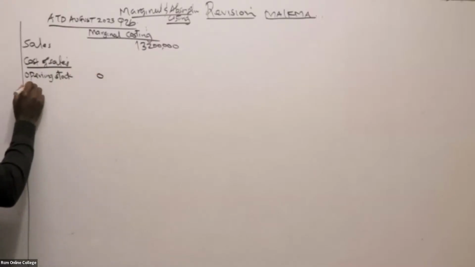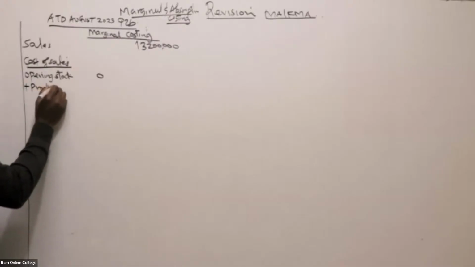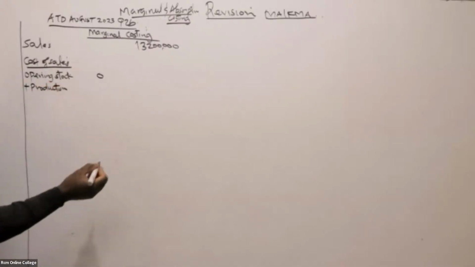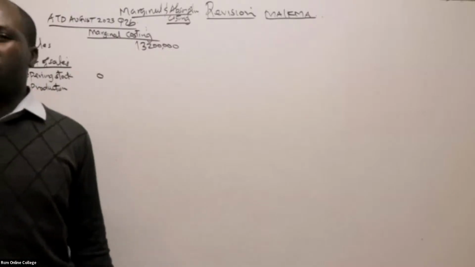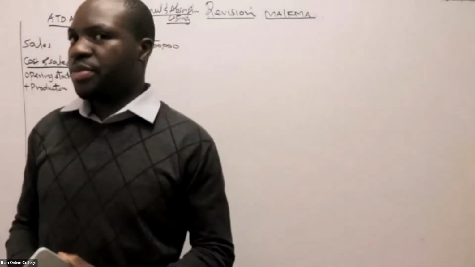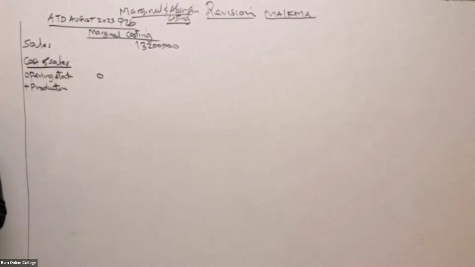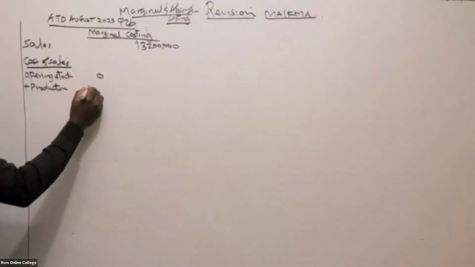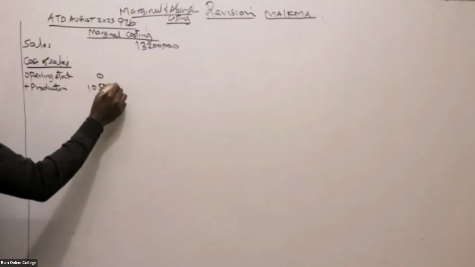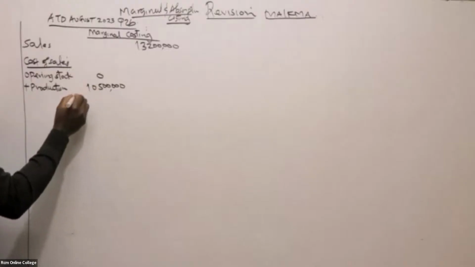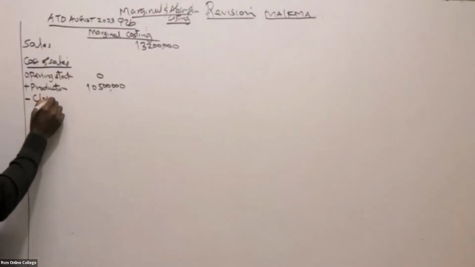How about production? So we add production. Remember, 30,000 units were produced and the production cost per unit under marginal costing, we said it is how much? 350. So can you take 350 multiplied by the 30,000 units that were produced? That is 10,500,000. Then to that, remember we need to less closing stock.